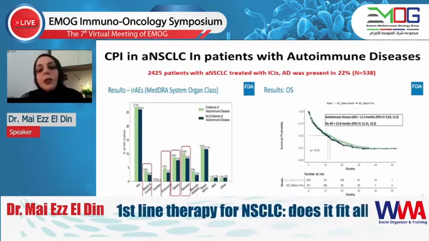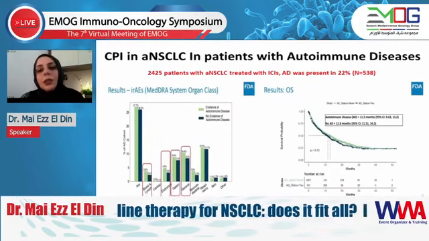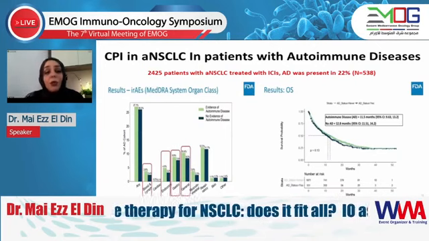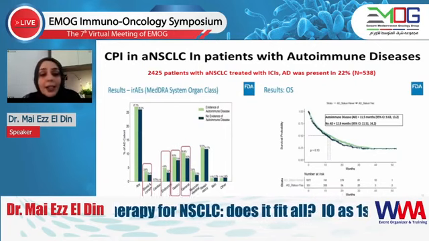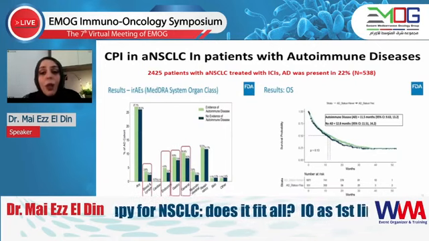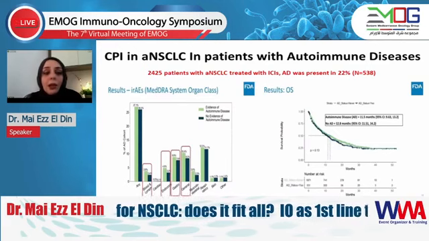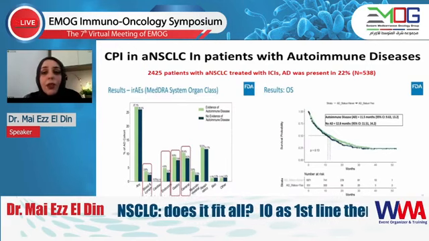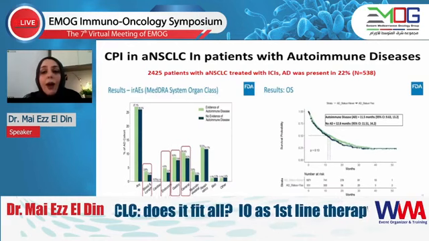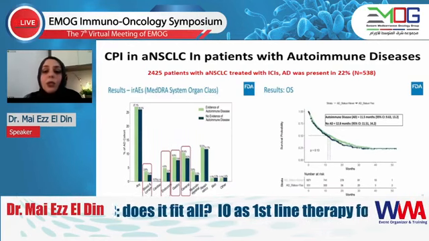And what about autoimmune disease? These patients were always excluded, but there is actually real-world data, mostly retrospective analyses, and this is the largest of which, a well-kept database in the US, with 2,000 patients. Of these patients, 500 or so had autoimmune diseases.